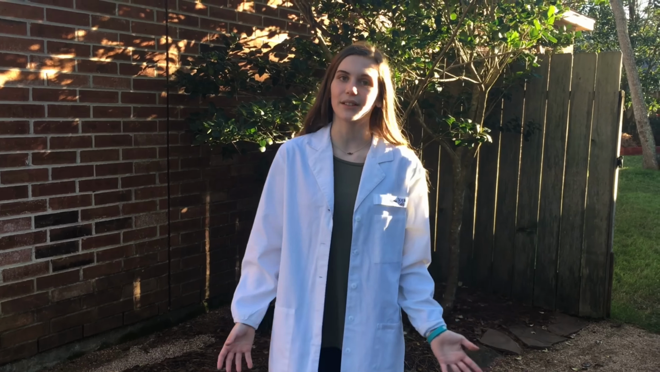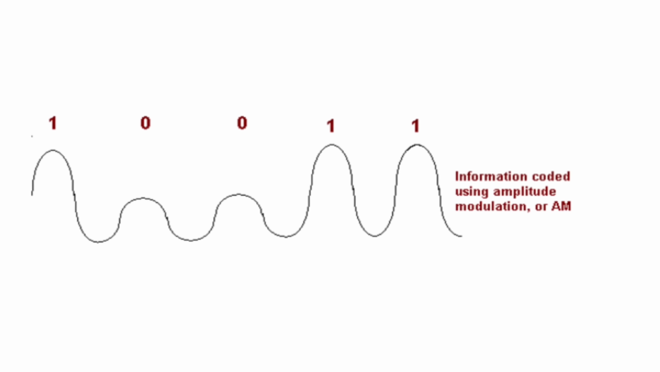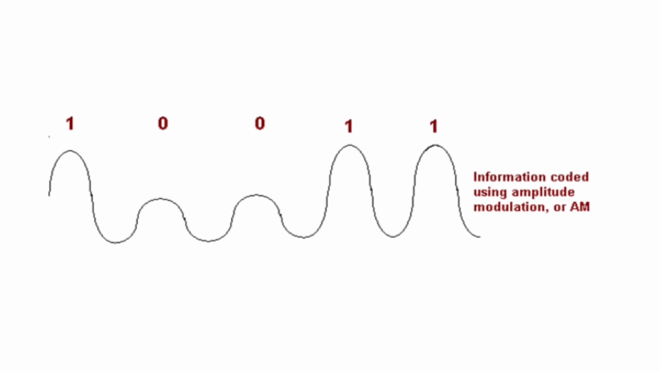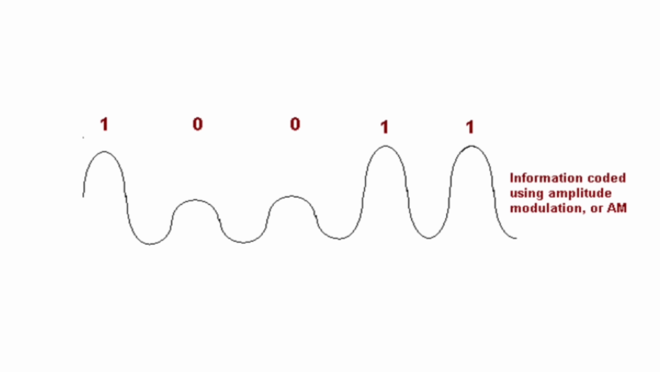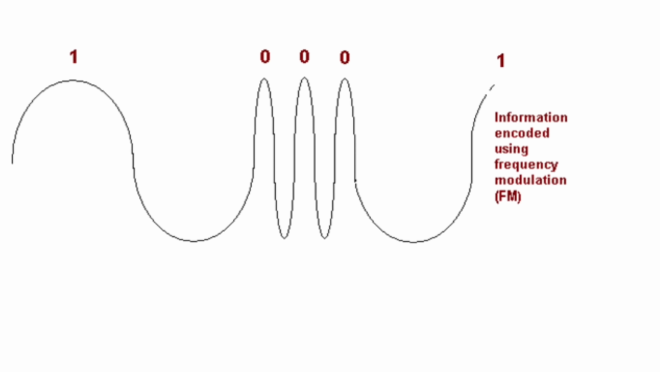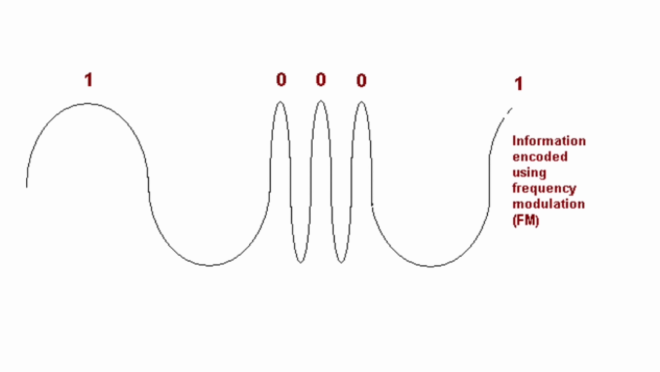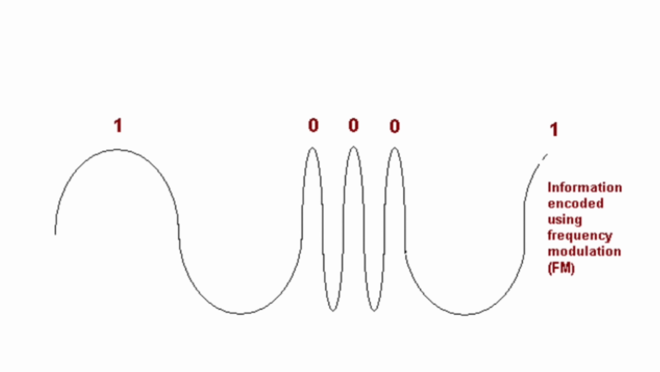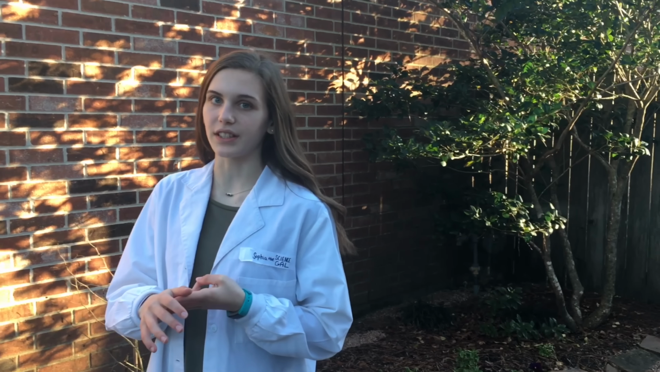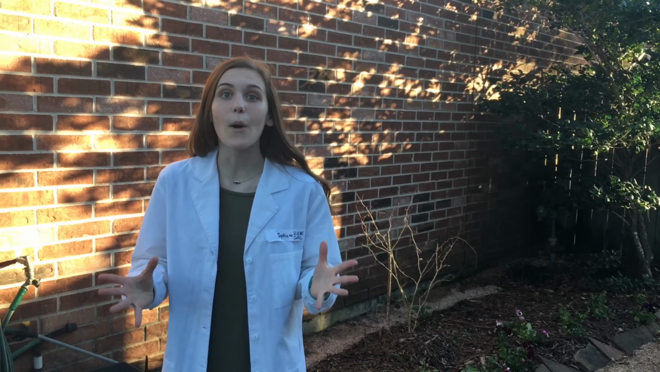AM stands for amplitude modulation, as in AM radio. Data is embedded in AM radio waves by changing the amplitude but maintaining the frequency. Similarly, FM stands for frequency modulation and uses differences in frequency to send information. These waves are then received by antennas in radios, cell phones, and televisions. These antennas are able to isolate specific frequencies and convert them into information. Wow!